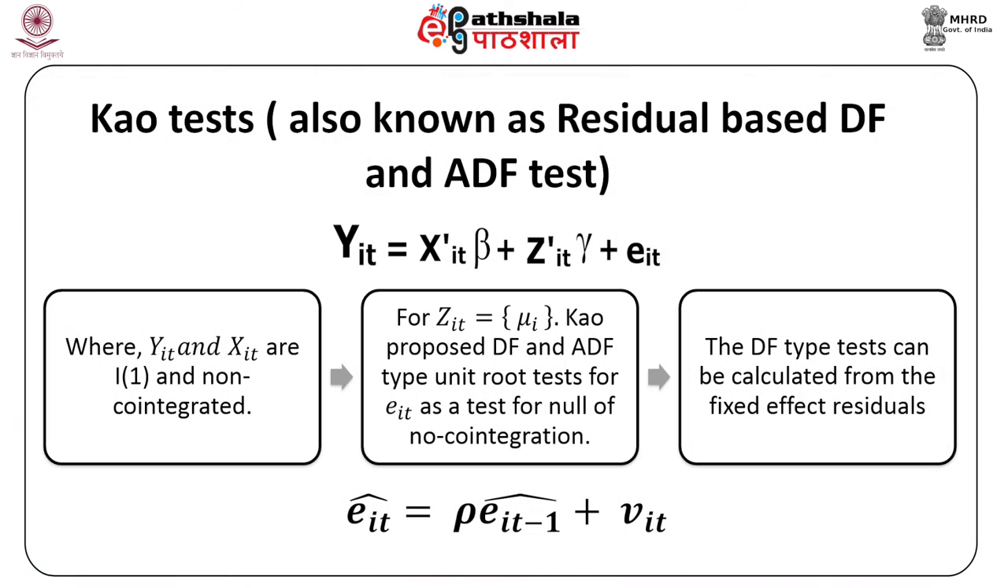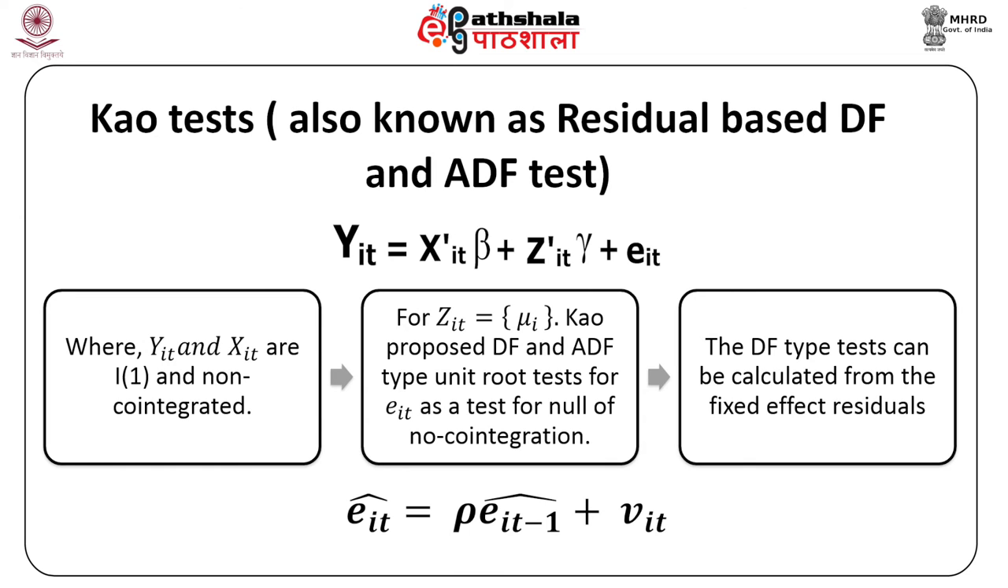Like panel unit root tests, panel cointegration tests can be motivated by the search for more powerful tests than those obtained by applying individual time series cointegration tests. The latter tests are known to have low power, especially for short T and short span of the data, which is often limited to post-war annual data. 1. Kao test, also known as the residual-based Dickey-Fuller and augmented Dickey-Fuller test.